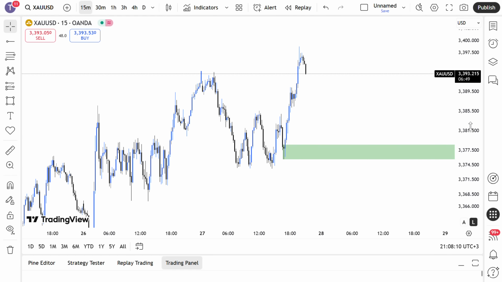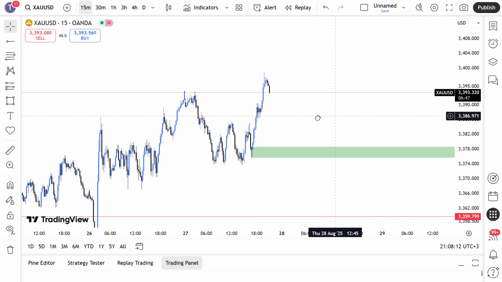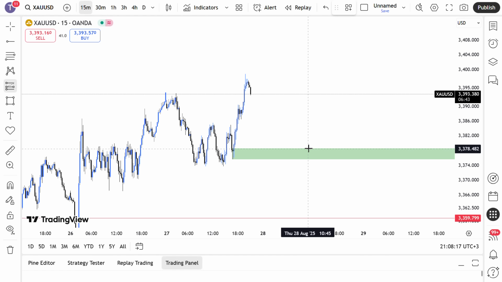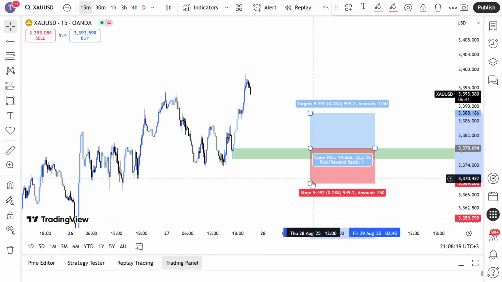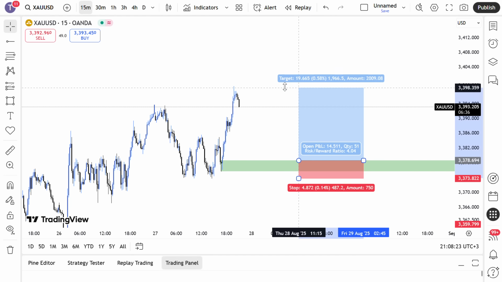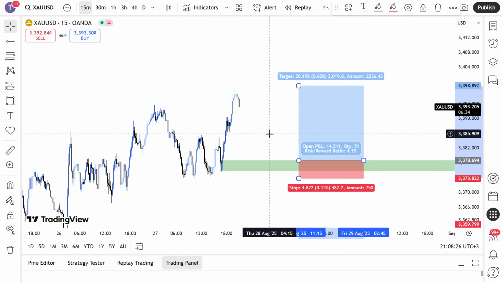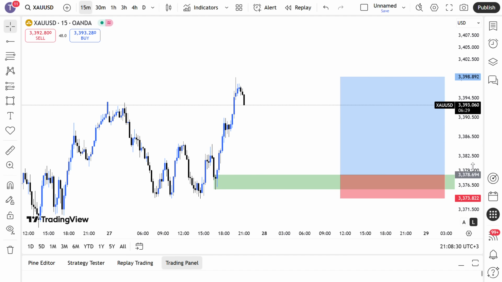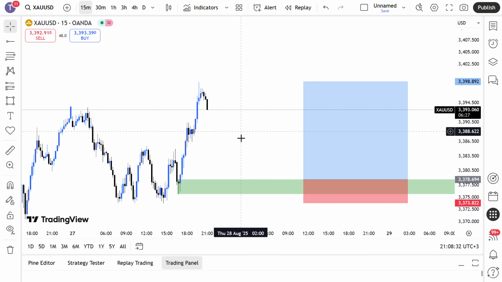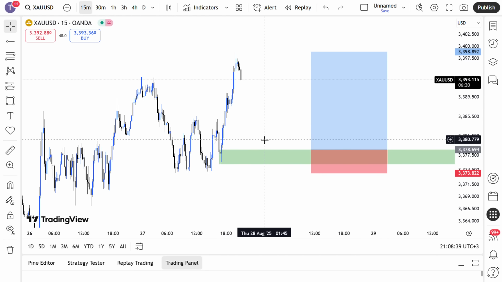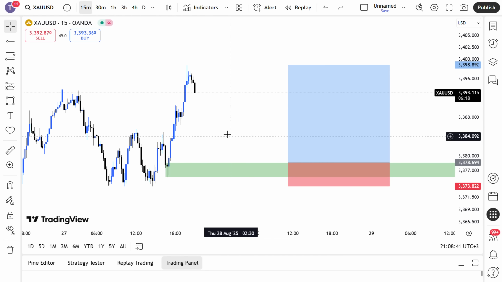So on gold, I think I'll be looking for buys. Let's say maybe if price comes back into this area, I'll be looking for buys. But in case gold does not come back to this level, or have a pullback to this level, I'll be looking for a continuation to the upside. So in short, on gold, try to look for buys and see if we can have good trades from gold. So that is for gold.